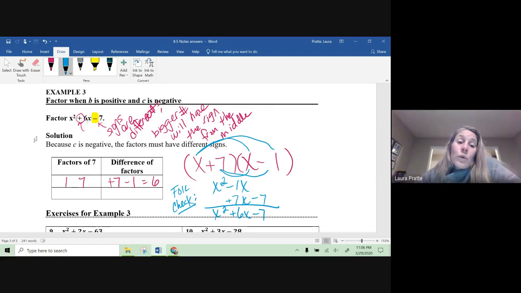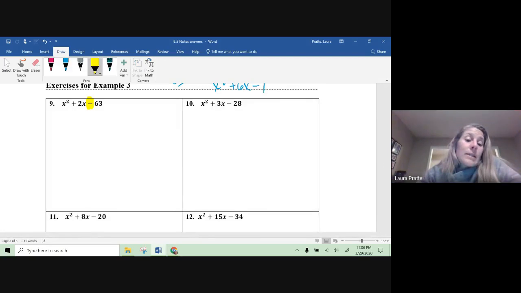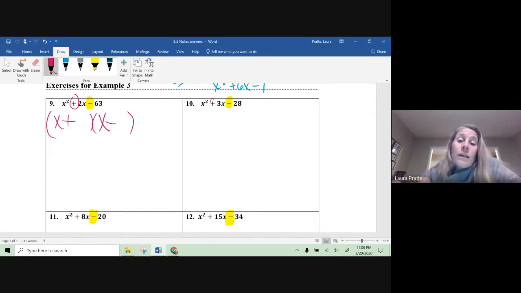Okay, so the moral to the story is for these next 4 problems, all of them have a minus sign, right? So that means on all 4 of these sets, you're going to have one of each. You're going to have a positive and a negative. Now, whatever sign is on that middle number, all of these have a positive on that middle number. So on all 4 of these, the bigger number of the two factors you pick is going to get the plus sign, and the smaller number is going to get the minus sign.